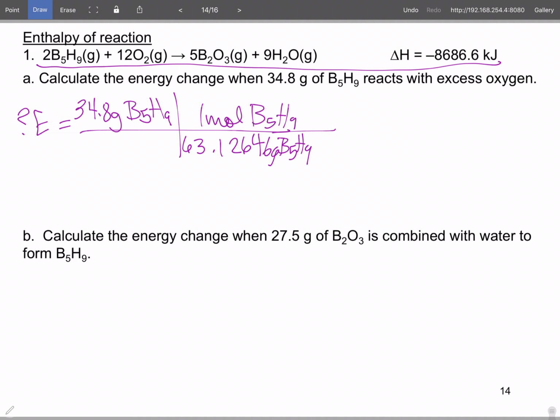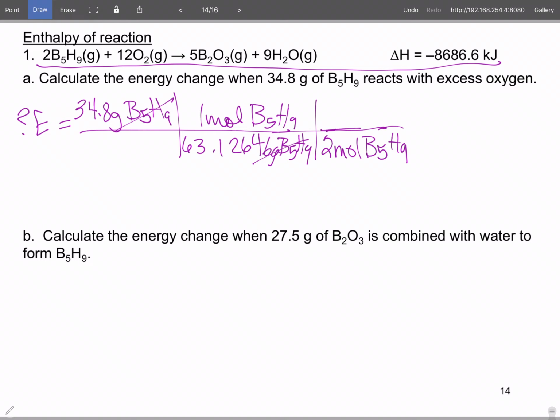Okay, so I've canceled my grams. Now I'm at moles. So now I'm going to go through the equation. And I know according to the equation, there are 2 moles of B5H9. Now, wait a minute. From here, we would either be searching for B2O3 or water if we were working with gram amounts or mole amounts. But we're not. We need energy.